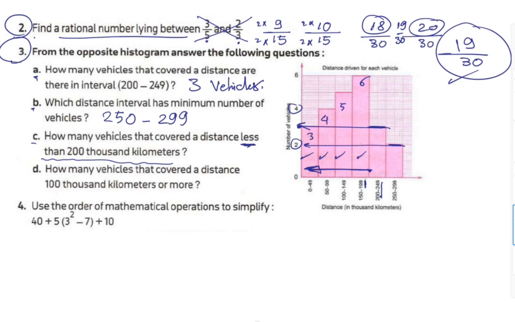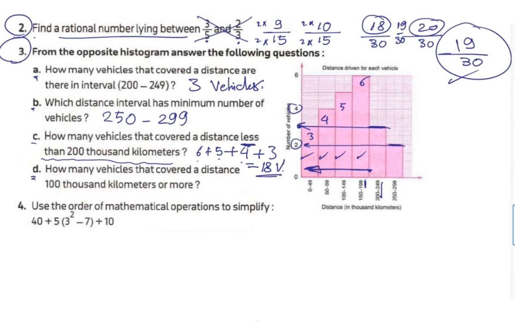Now to find the number of vehicles less than 200,000 kilometers, I will add all of these digits. I have 6 plus 5 plus 4 plus 3. That's equal to what? 6 plus 5 equals 11, plus 4 equals 15, plus 3 equals 18 vehicles.